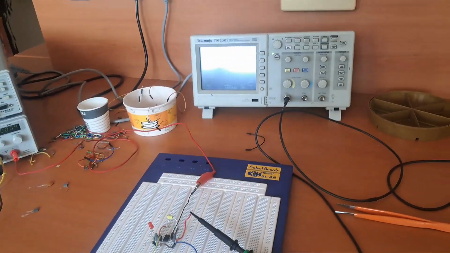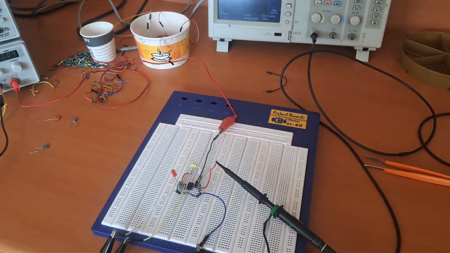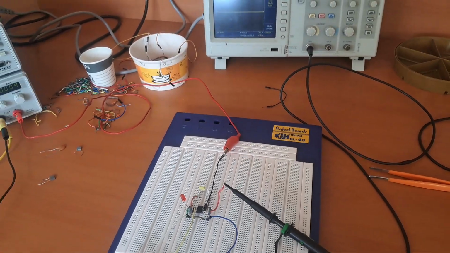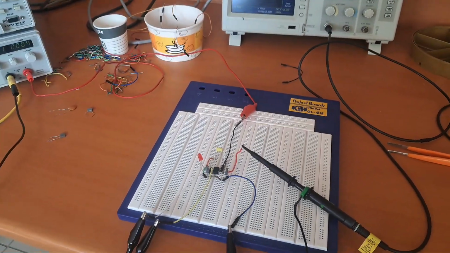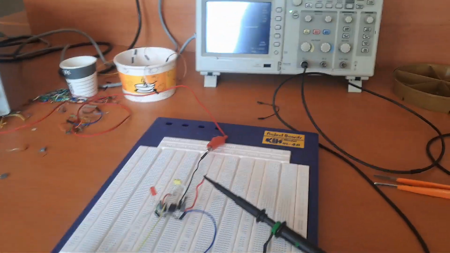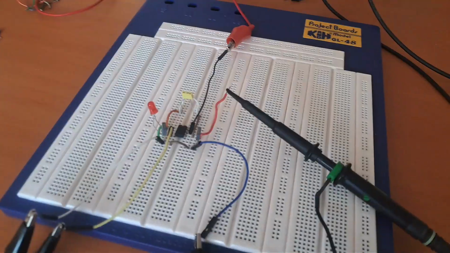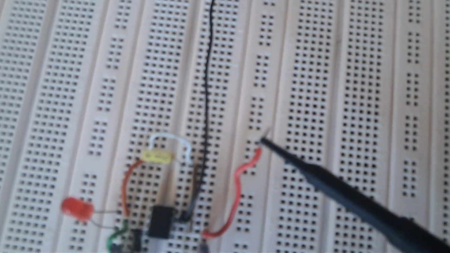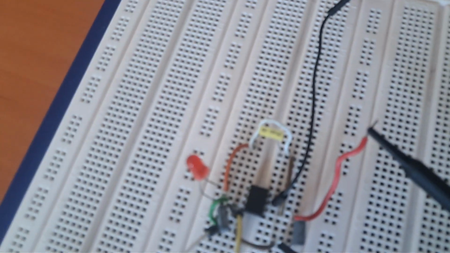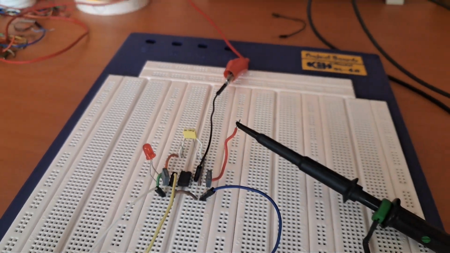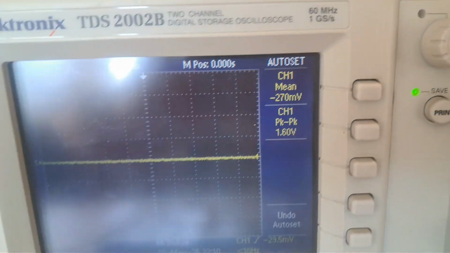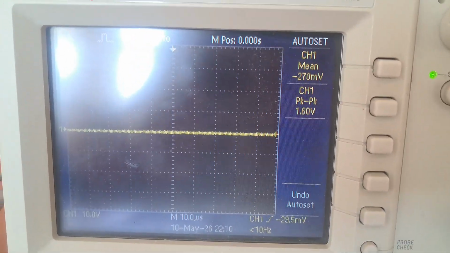Now I will repeat the experiment under 3 conditions: daylight, lab light, flashlight, and dark condition. At first I start with the daylight condition. Here I used a shorting wire to short my capacitor, and here we can see that the output is almost 0 voltage.